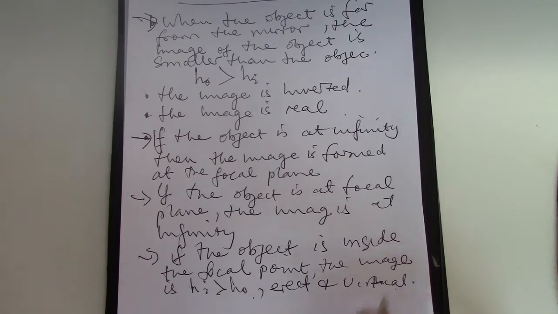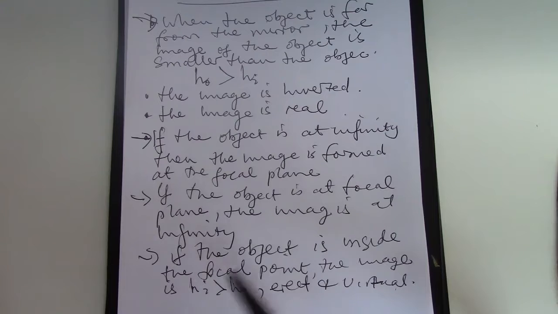Erect and virtual. Right. In other words, this describes the properties of the image formed by a concave mirror. Check. We start by looking at a situation where the object is far away from the mirror. We get an image that is smaller in size compared to the object. The same image will be inverted, but it will be real. If you were to put the object at infinity, then the image would be at the focal plane. If the object was put at the focal plane, the image forms at infinity.